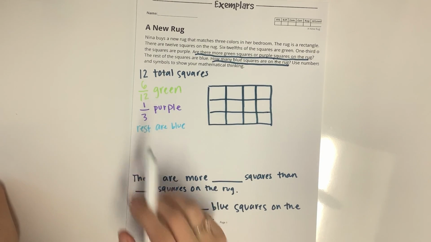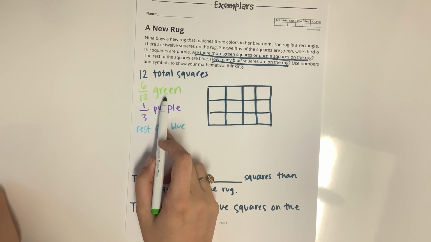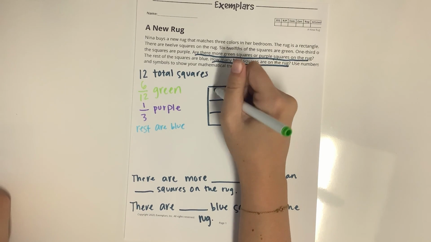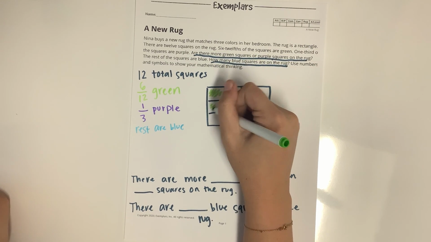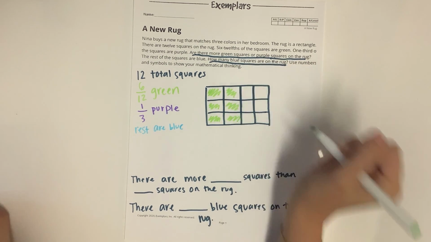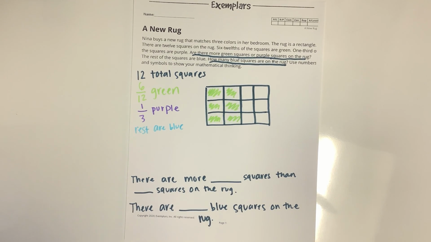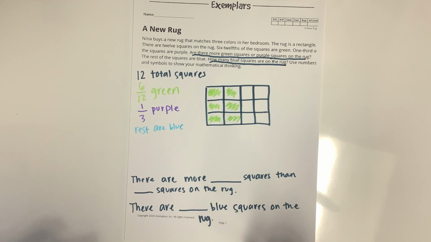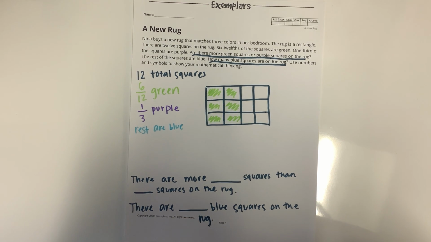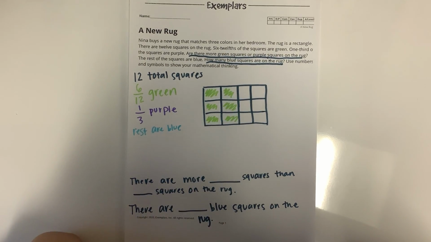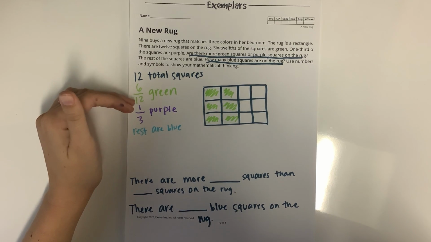Okay. So I need to fill in all of these with their appropriate colors. Now, the green is the easiest to start with because there's 6/12 are green. This is split into 12ths, and 6 of them are green. So I'm going to color in 1, 2, 3, 4, 5, 6. Oh wait, I just realized that 6/12 is equal to a half. Okay, now I know that 1/3 of the squares are purple. The rest are blue. Well, this is 12ths. So I have to figure out what is 1/3 of 12.